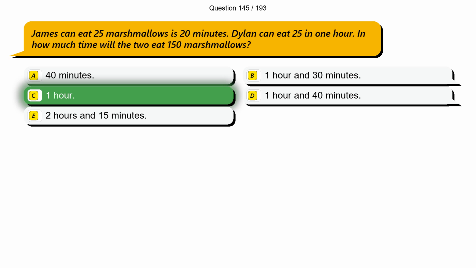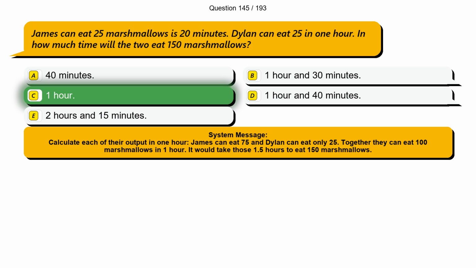The correct answer is option C, 1 hour. Calculate each of their output in 1 hour. James can eat 75 and Dylan can eat only 25. Together they can eat 100 marshmallows in 1 hour. It would take them 1.5 hours to eat 150 marshmallows.